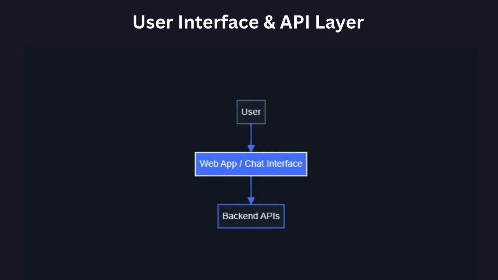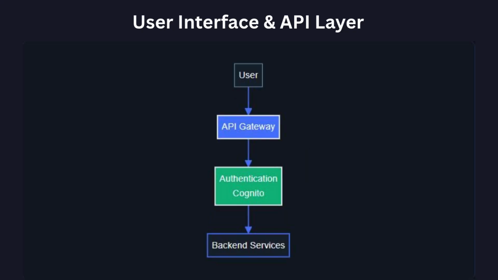User interface and API layers. The user interface layer is the entry point for interactions. It captures natural language input, streams AI responses, handles errors gracefully, and collects user feedback when needed. The API layer sits between the front end and back end. It manages authentication via Cognito, routes requests, applies throttling, and enforces usage limits. This ensures only valid and authorized requests reach the orchestration and model layers.